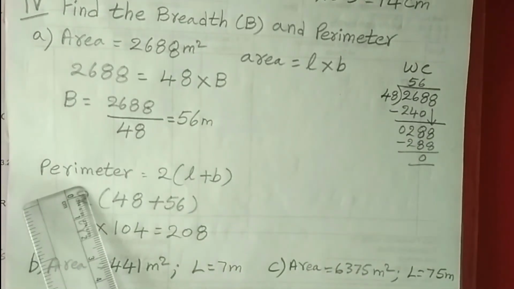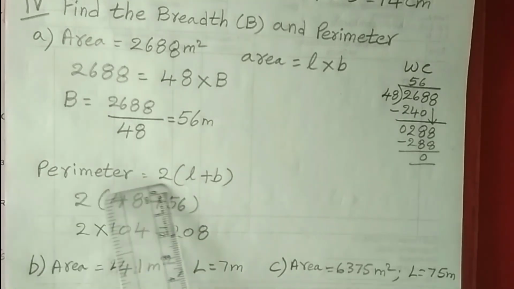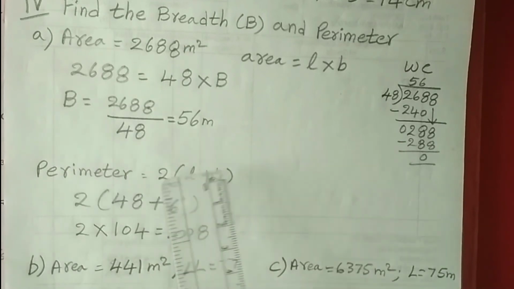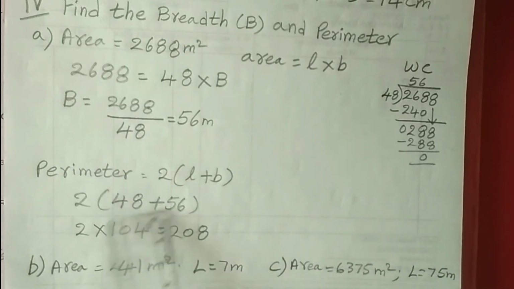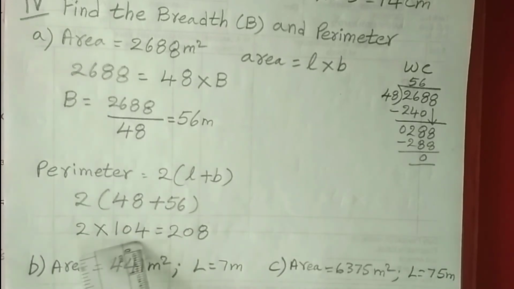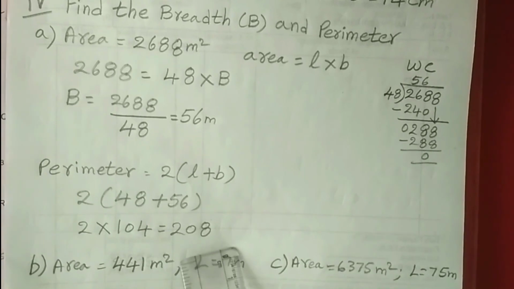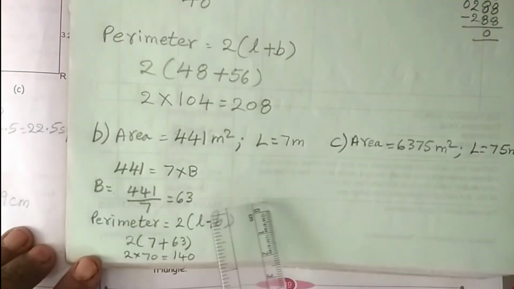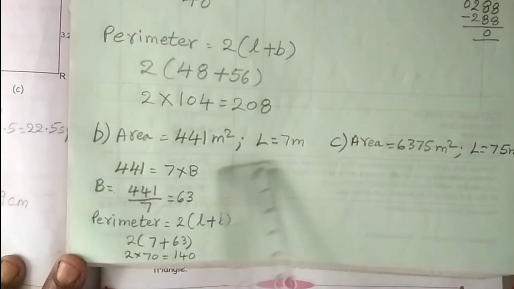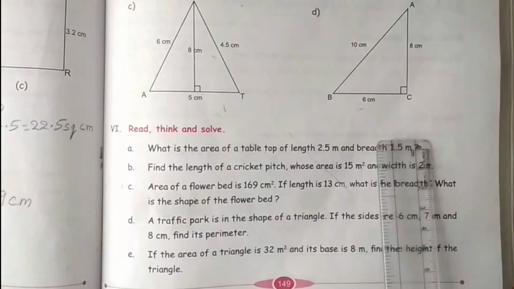Likewise, you have to find out the perimeter of the rectangle. So what's the formula for this? 2 into length plus breadth. So 48 plus 56, how much is it? 104 into 2. So the answer is 208. Likewise, the B bit and C bit, you do it on your own. Okay.